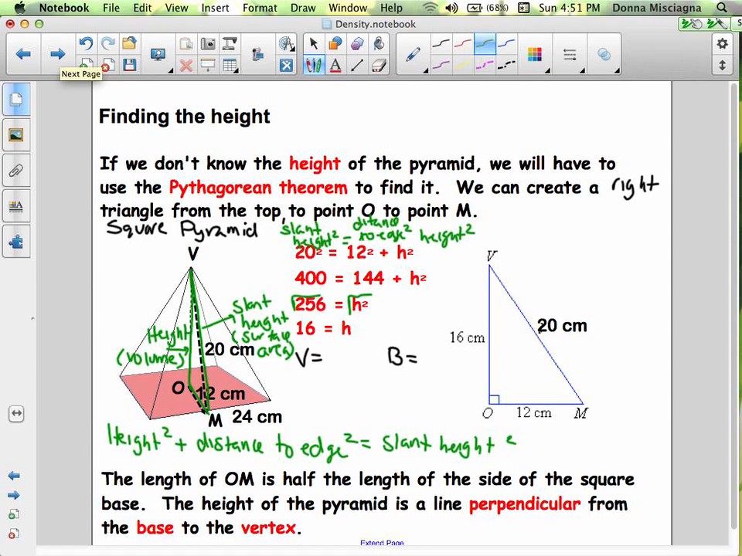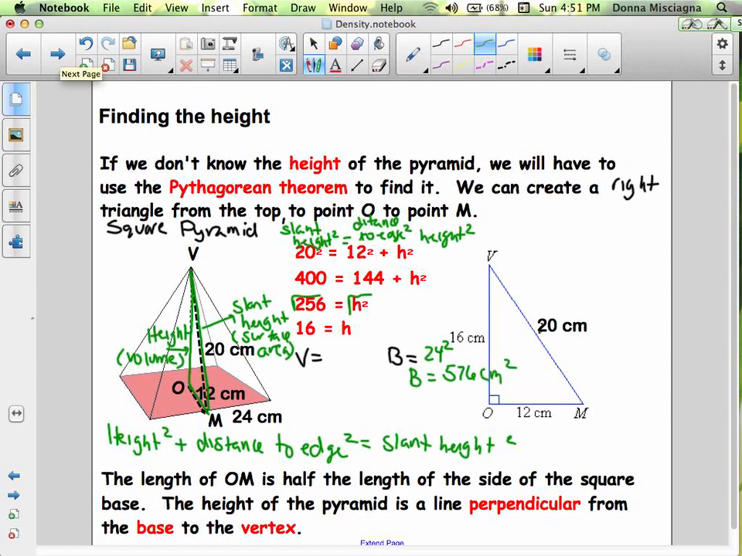So now we know the height. We can find the base. It's a square, and the sides are all 24 centimeters. So the area of the base is 24 squared. And that means the area of the base is 576 centimeters squared.